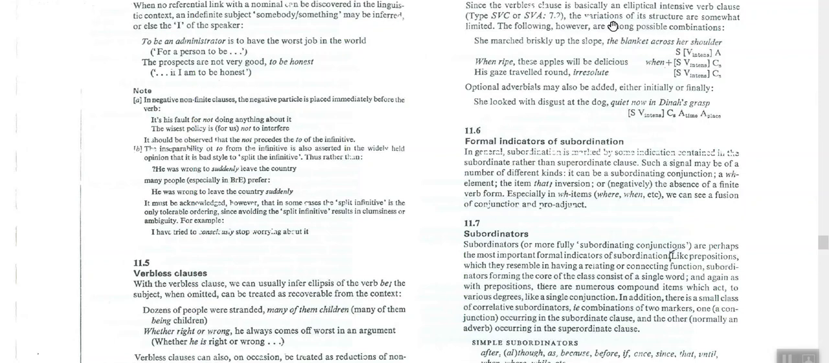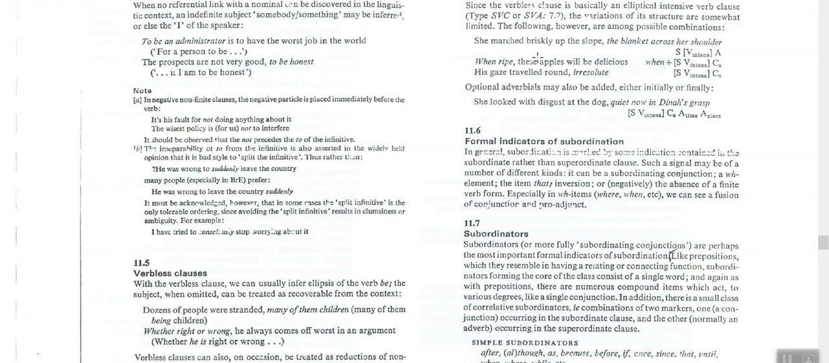Since the verbless clause is basically an elliptical intensive verb clause, you remember intensive verb is our linking verb, as we talked about them. The variations of its structures are somewhat limited. The following, here we have some examples.